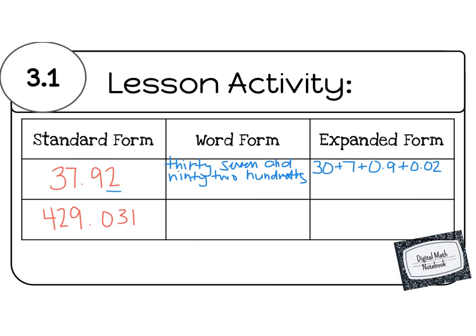All right, let's start this time with the expanded form. The expanded form of our second number would be 400 plus 20 plus 9 plus, there's a 0. We follow the same rules when we have a 0 and a decimal. We skip that place value. So our next place value is a 3 in the hundredths place, so plus 0.03 plus 0.001.